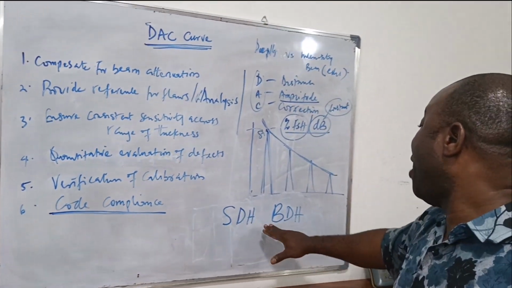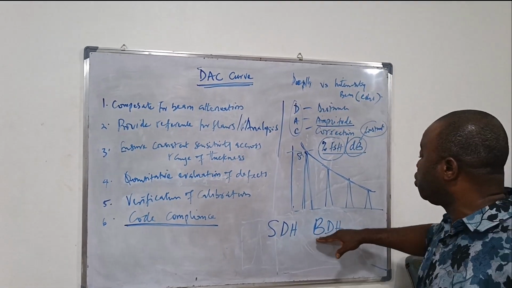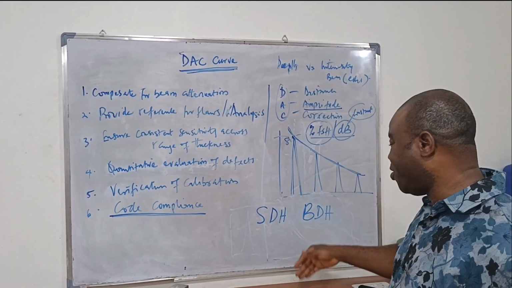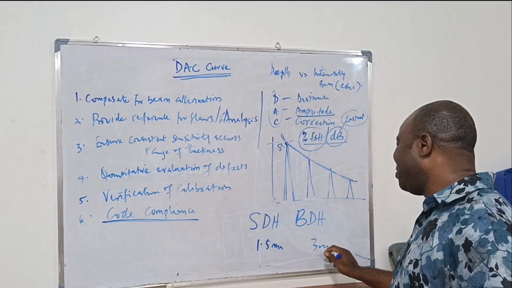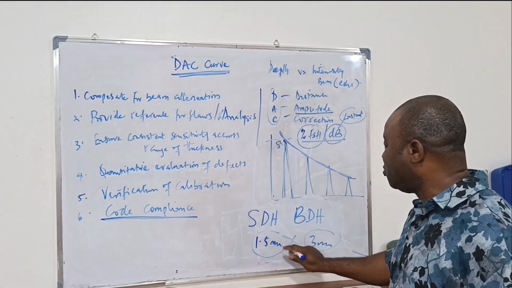So you have to keep the holes that you are using to plot your DAC uniform. Do not start with 1.5 mm and continue with 3 mm. This is going to be wrong.